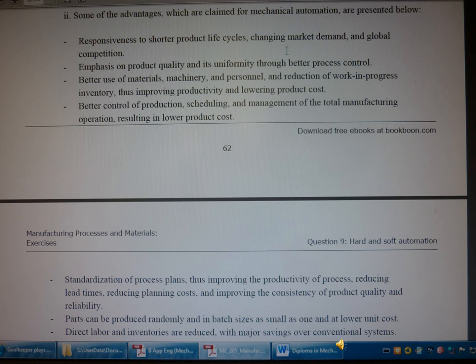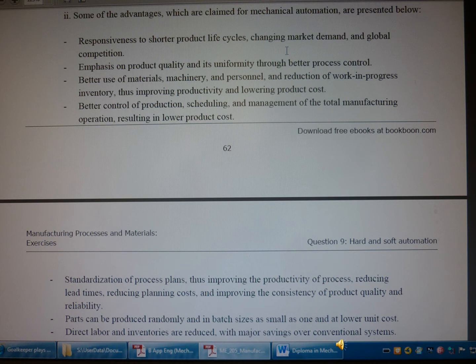The advantages of flexible manufacturing and mechanical automation are the responsiveness to shorter product life cycles, changing market demand, and global competition. Emphasis on product quality and its uniformity through better process control, better use of materials, machinery, and personnel, and the reduction of work in progress and inventory, thus improving productivity and lowering product cost. Better control of production, scheduling, and management of the total manufacturing operation, resulting in lower product cost.